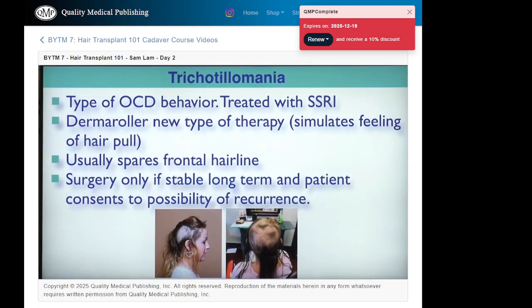So let's break down each of these non-androgenic, non-scarring alopecias. First of all, trichotillomania. What is it? As everyone knows, it's excessive hair pulling out. Usually you see this patchy loss in a zone over here. It usually spares the hairline because it's too painful for the person to pull the hairline out. Usually it's more on one side or the other based on the patient's predilection to pull. It's a type of obsessive compulsive disorder, and it should usually be treated with SSRIs and under the care of a psychiatrist or psychologist for therapy.